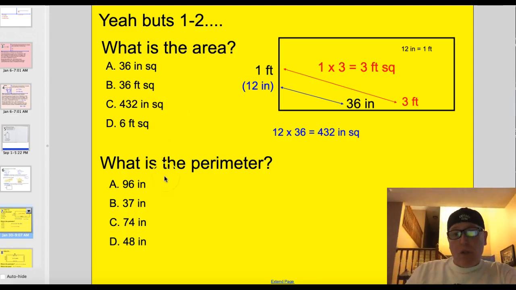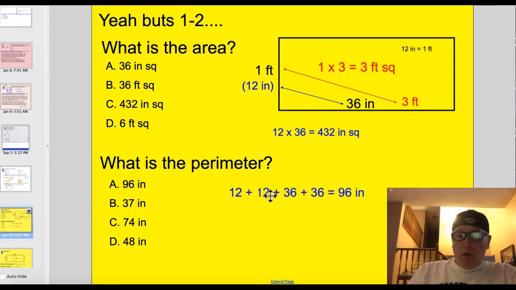Same thing here. What's the perimeter? And again, you might want to say, well, it's 1 plus 36 plus 1 plus 36. Yeah, that's not going to work because you have to have the common units. So you could say that it's 12 plus 36 plus 12 plus 36, which is 96 inches. Here's our answer right there. That must be the correct one.